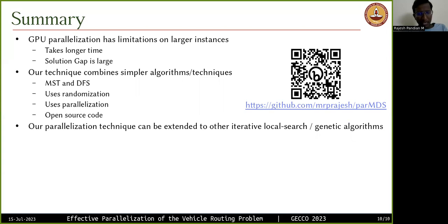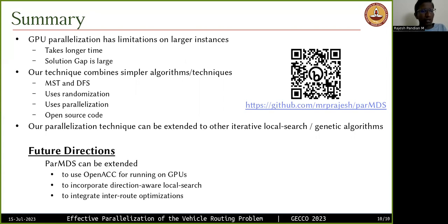Our parallelization technique can be easily extended to other iterative local search or genetic algorithms. As a future direction, PAR-MDS can be extended to run on GPUs using OpenACC. It can also be incorporated with other local search techniques. It can integrate intra-route optimization in the refinement step. We have addressed some of the future directions, and we can expect to see follow-up papers very soon.